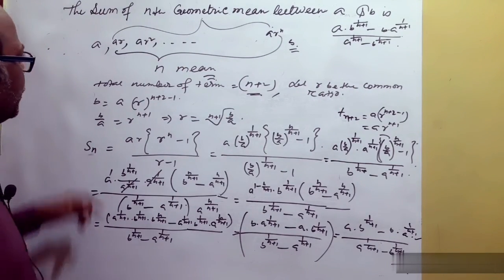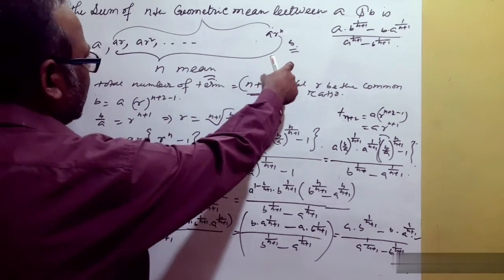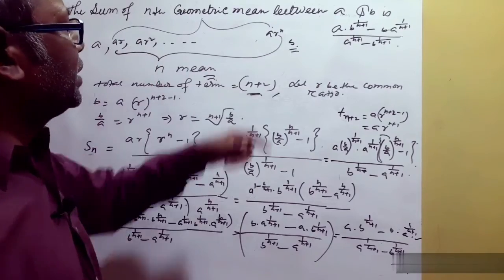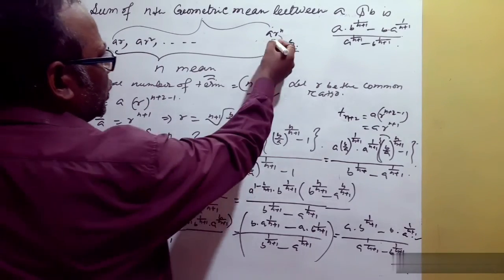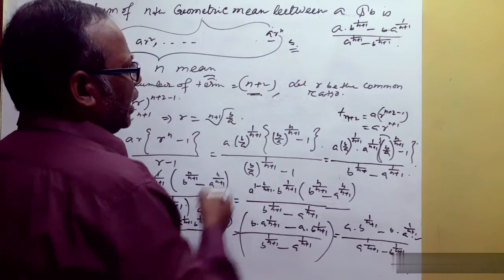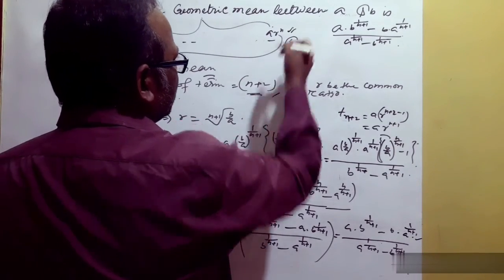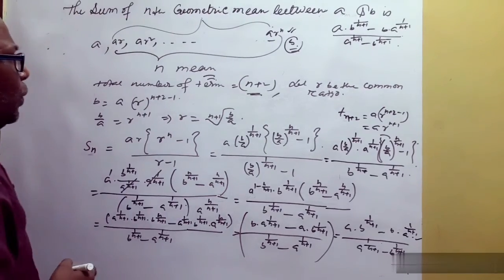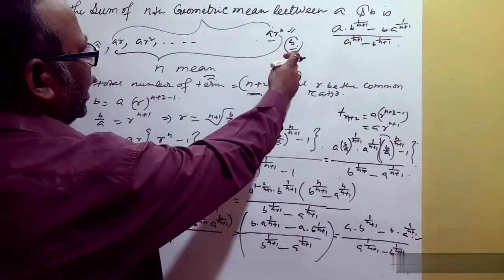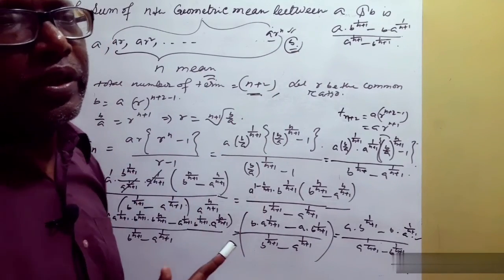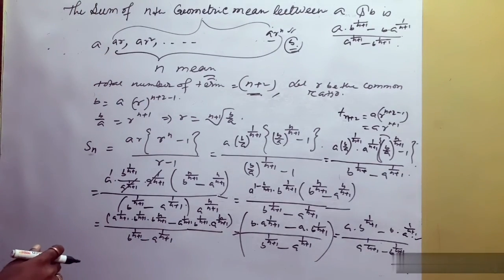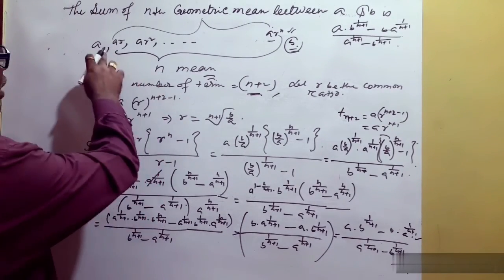Okay, so a and b are the two numbers. Here the GP series after a will be a, ar, ar square, like that. So the last mean here is a into r to the power n, and this is b. So here there are n geometric means, including a and b. So from our GP series, the total number of terms of the GP series will be n plus 2. So these are the n means in between them.